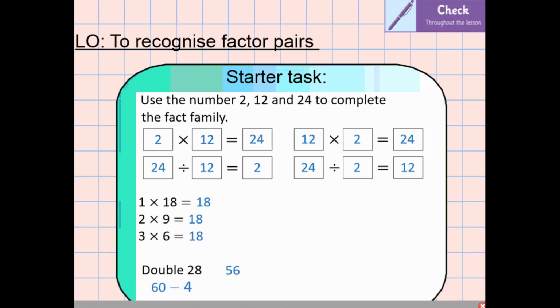And double 28, well, we could double the 20 and double the 8 and add them together, or we could round the 28 up to 30 and double the 30, which would be 60. But because we've added on an extra 4, we'd need to subtract that 4, and so that would make 56.